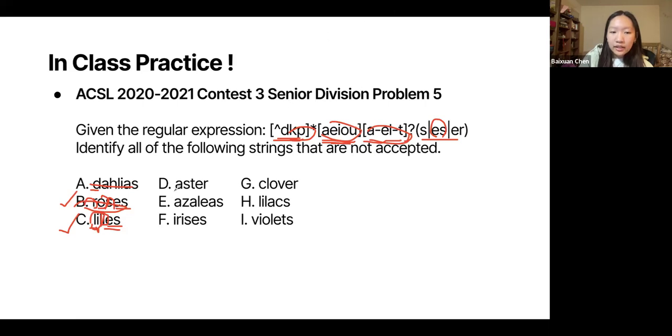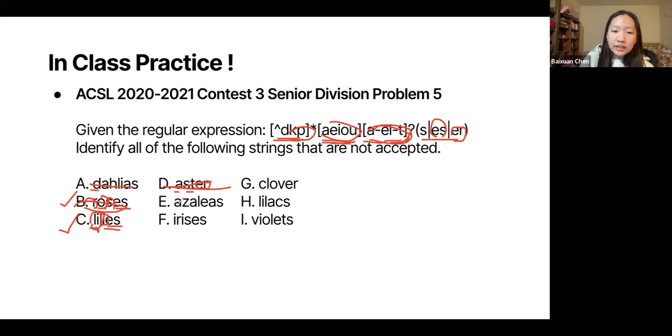Next we have D, Aster. Again, we can look ahead. We want the E and the R to be here. And then we want the T to be the 0 or 1 question mark here. And then we want a vowel before it. But there's no vowel. So then D does not work, because S is not inside of A, E, I, O, or U.